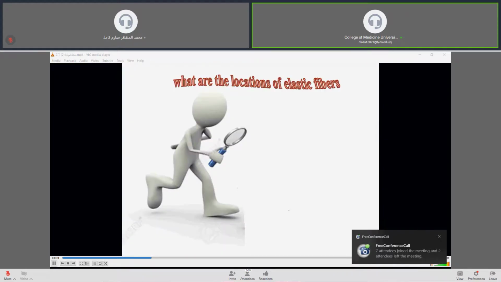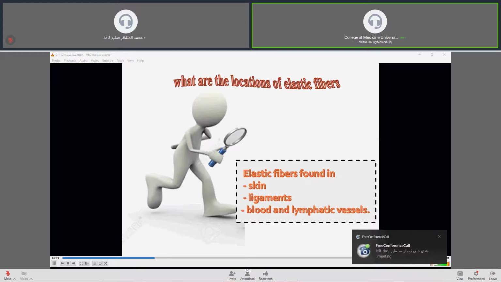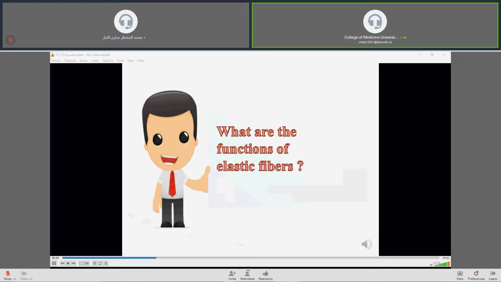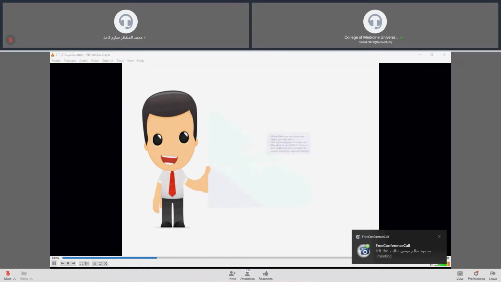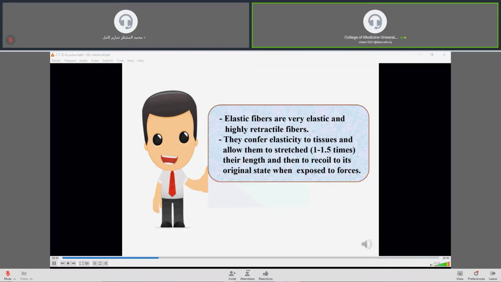What are the locations of elastic fibers? The elastic fibers are found in skin, ligaments, blood vessels, and lymphatic vessels. What are the functions of elastic fibers? Elastic fibers are very elastic and highly extensible fibers. They confer elasticity to their tissues and allow them to be stretched 1 to 1.5 times their length and then to recoil to their original state when exposed to forces.